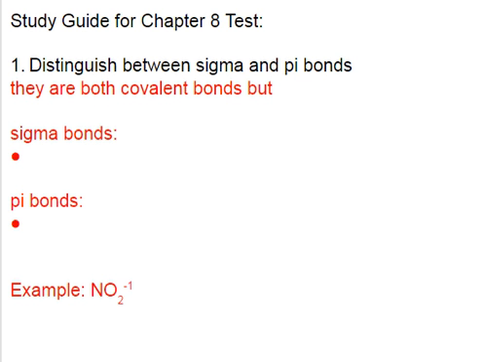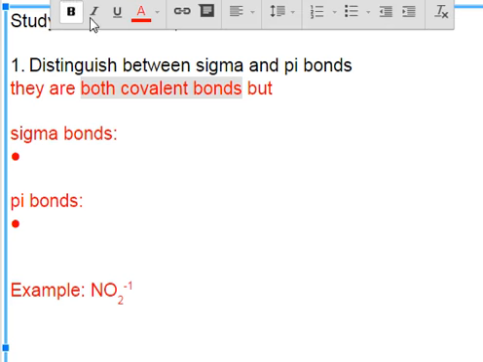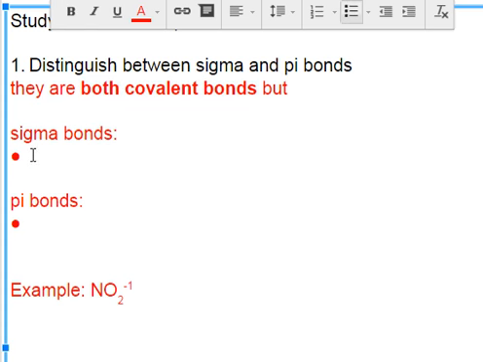Okay, so for objective 1, it says distinguish between sigma and pi bonds. And since it says distinguish between them, that implies what are the differences between them. I want to make sure you realize the thing that's similar is they're both covalent bonds. People kind of forget that we're talking about covalent bonds here. But remember, this whole chapter was about covalent bonds. So they're both covalent bonds, but the difference is, when does a sigma bond form?